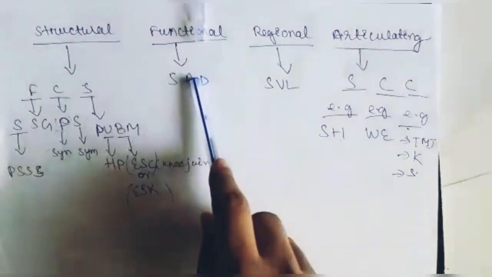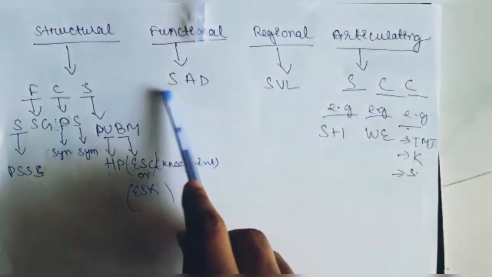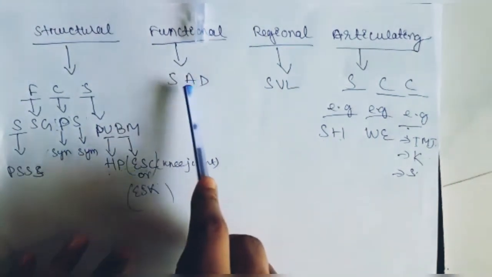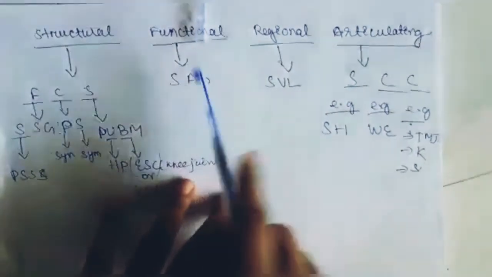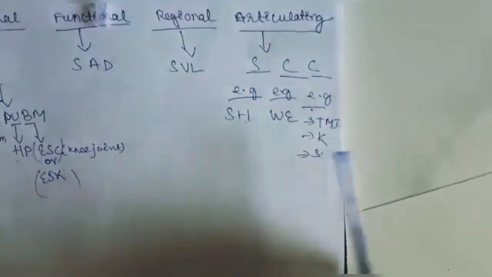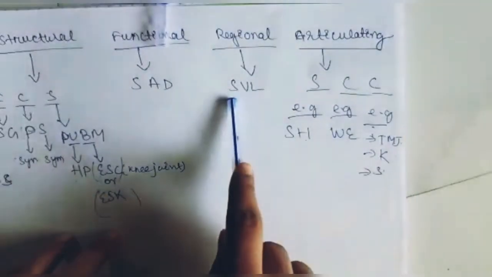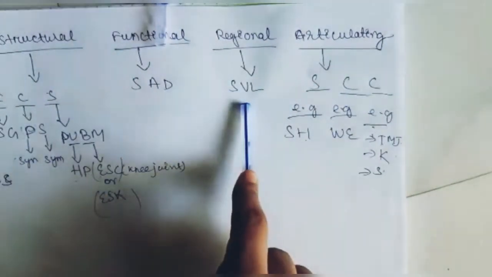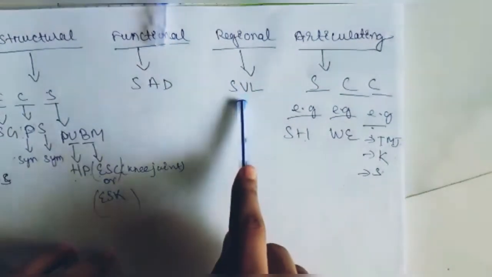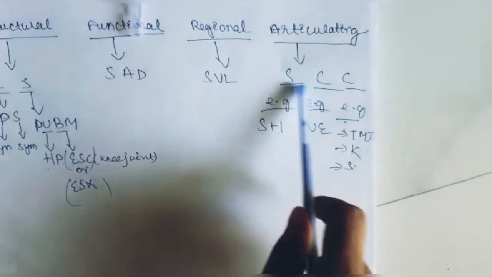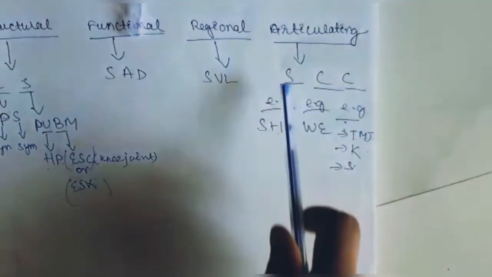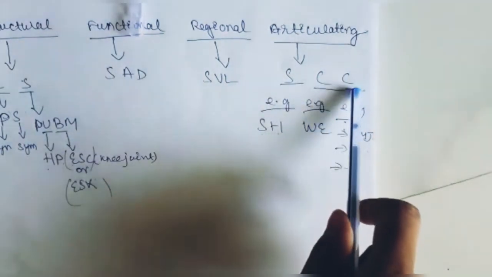Next is your functional. Functional also three types: synarthrosis, amphiarthrosis, and diarthrosis. So I have written here SAD. Next is your regional. Regional is three types: skull, vertebral, and limb. Articulating again three types: simple, compound, and complex.